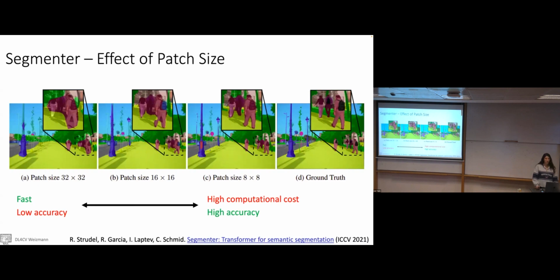Does it start detecting things that are not there? Like in the patch 8x8, it's detecting in the lamppost a region that's like a person. Yeah, I don't know if it's a person or something else. It's a different color, so I'm not sure. But I think they also show quantitatively that it has much more accuracy. But I'm not sure regarding this error. You're right.